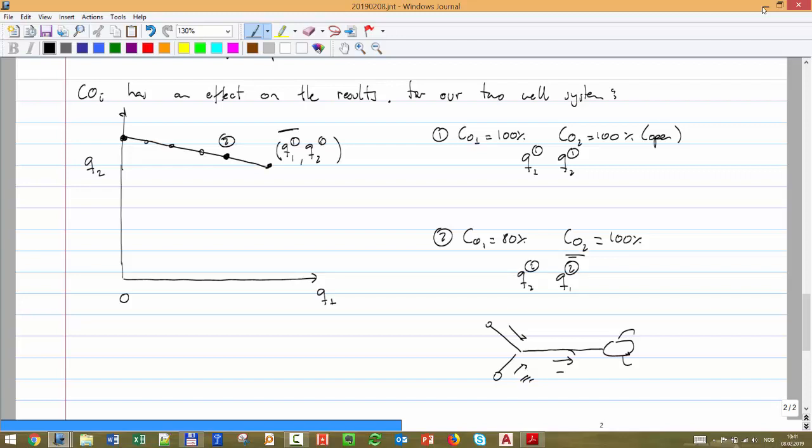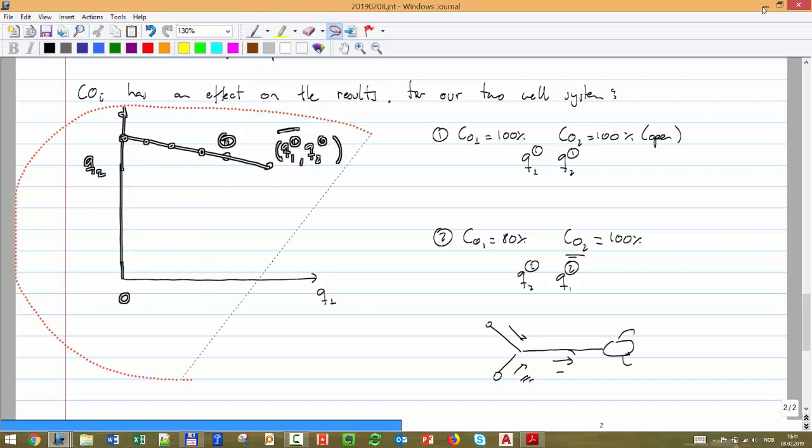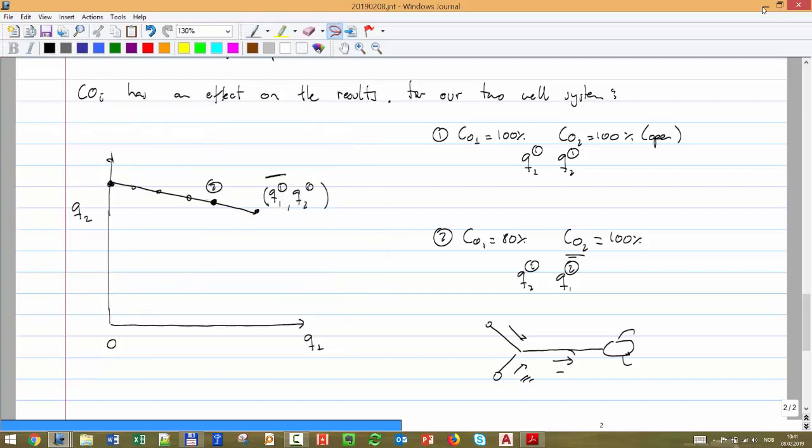So here, let me make more space again. At this point, choke 1 is fully closed, and this is the maximum of the rate Q2. Okay? And you draw that line. If you go choking, let's put here, choking well 1. I'm choking well 1.